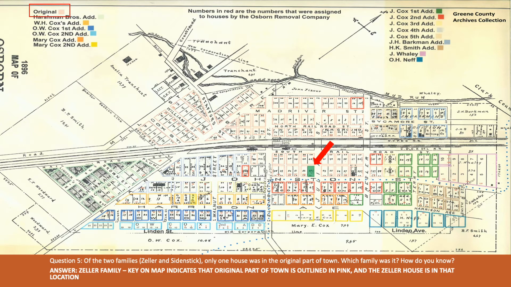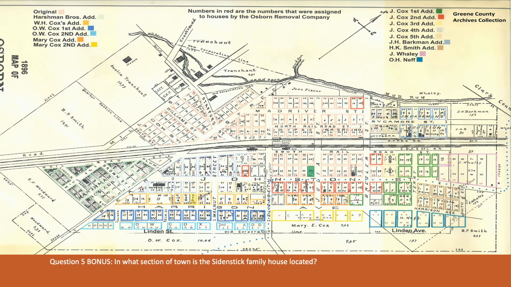So for bonus points, let's do a little bonus. What section of town is the Sidestick family house located? The Sidestick family's house was actually located in the W.H. Cox edition. If you look, I've outlined it there for you, it actually says W.H. Cox written in that section.